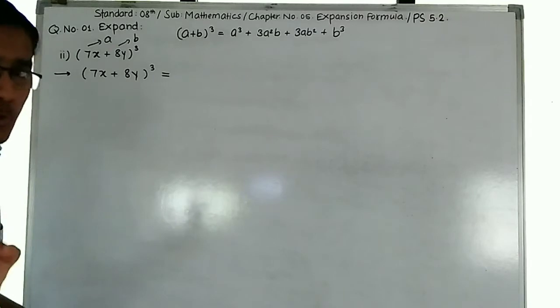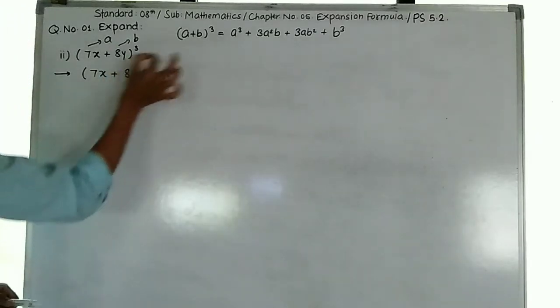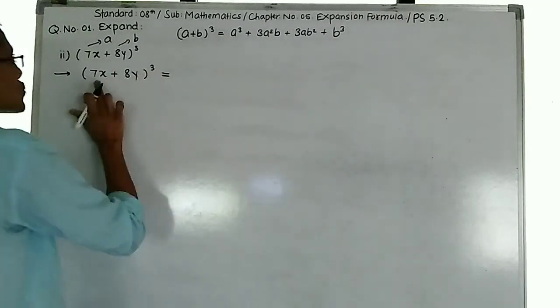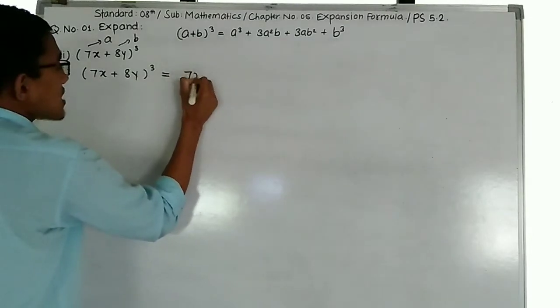What we have to do, we have to just replace the term in the formula. This is the basic and very simple step that we all have to perform for finding expansion of any term. Okay, so 7x, so I will write 7x cube.